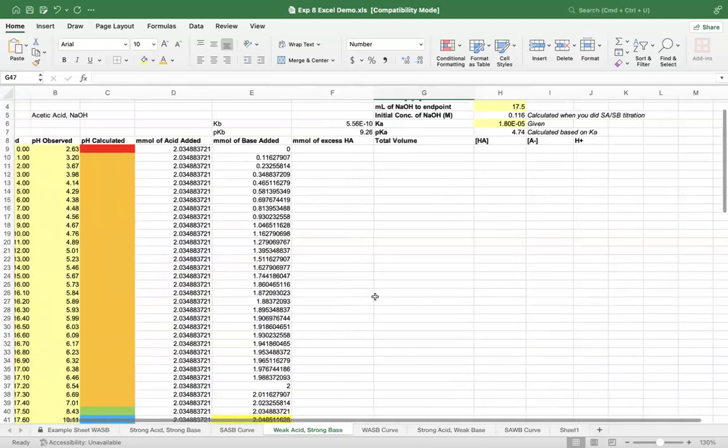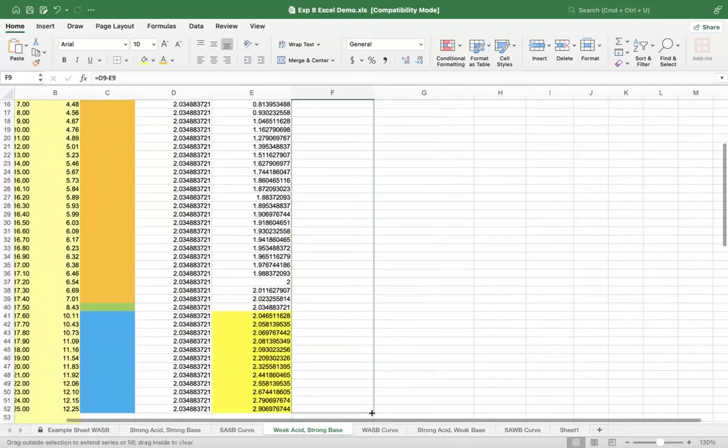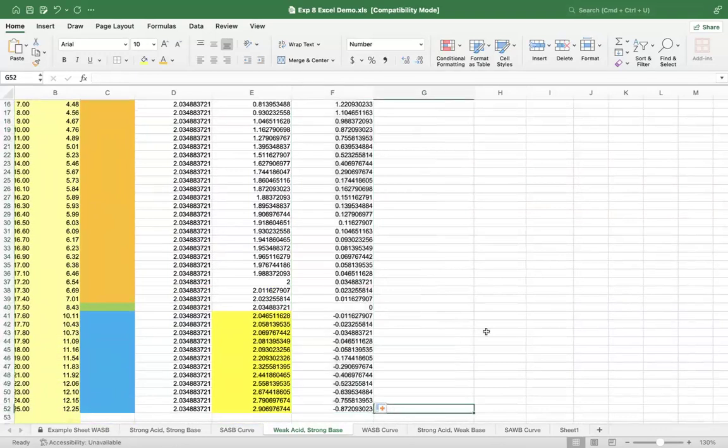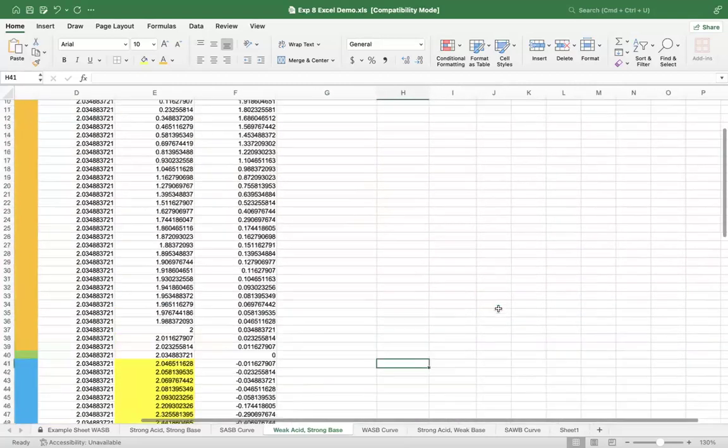So millimoles of excess HA. This is just column D minus column E. And we can drag that all the way down. Here where they go negative is where we'll be dealing with the base only situation. This will all be excess OH. We can probably make a column there.